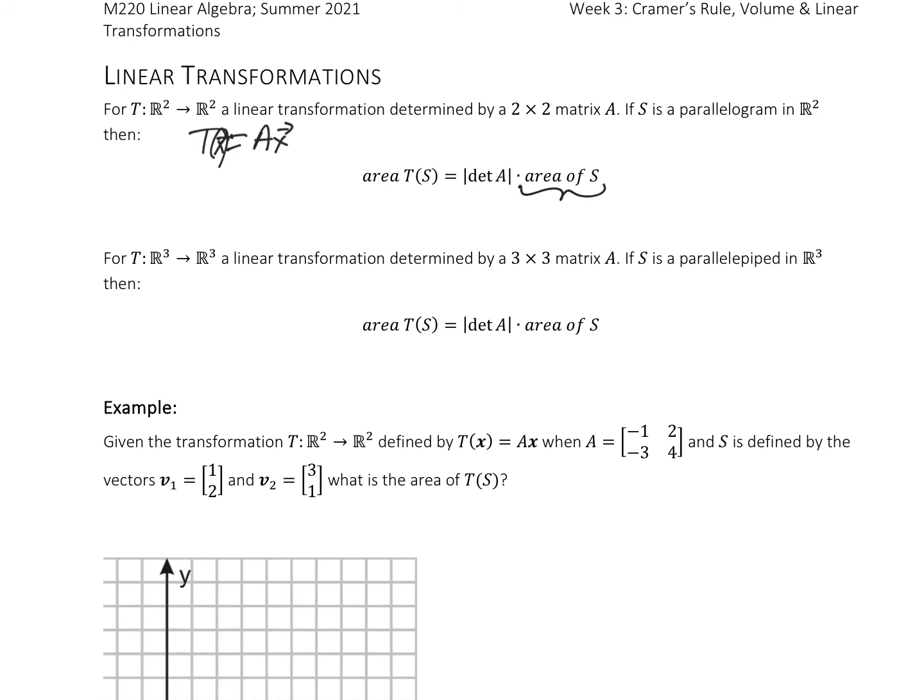S. Well, this is just the original parallelogram. And it is just the determinant, so it's the absolute value of the determinant of the matrix with columns equal to the vectors. There we go. Same thing here. It says area of S, same thing, except for parallelepiped instead of parallelogram. So here's what's going to happen. All right, we're going to do an example of this.